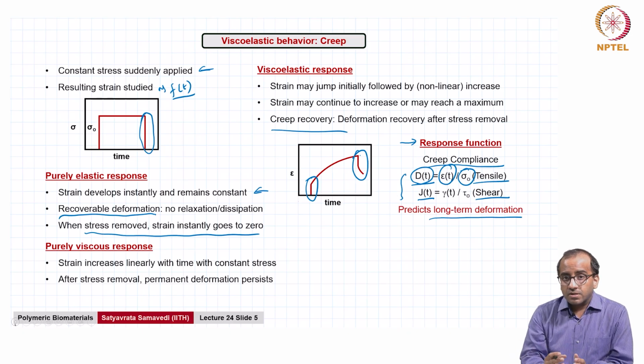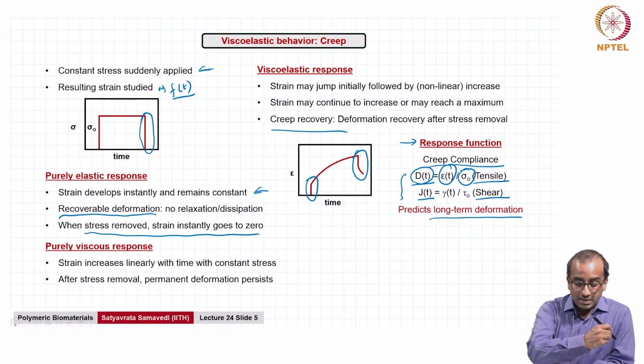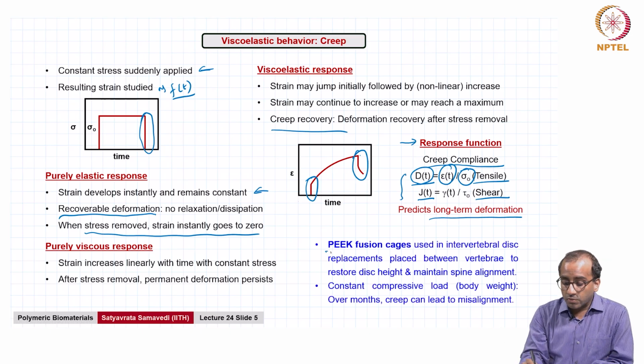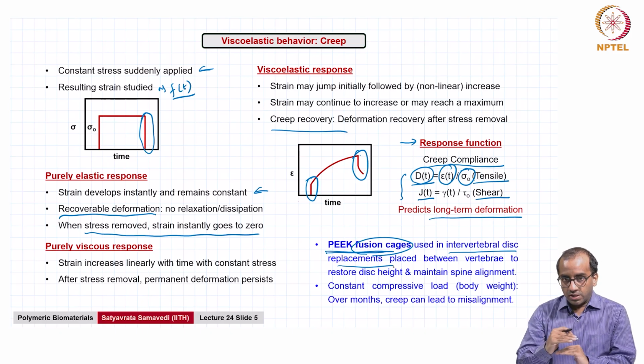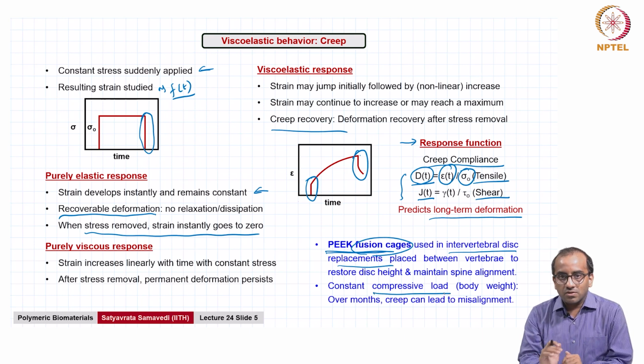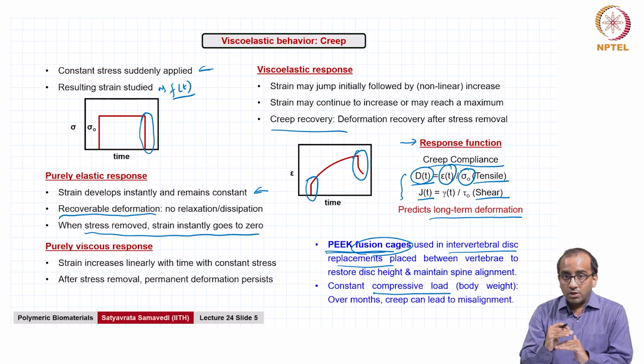And where this becomes important in biomedical applications is in an example where we are looking at PEEK. This is not a polymer we have looked at much in this course, polyether ether ketone. They are used as fusion cages in intervertebral disc replacements, essentially placed between vertebrae to restore disc height and maintain the spine alignment. And once you have placed it there, it is going to be under constant compressive load, not unlike the example we have seen on the slide, because of the body weight, and over time, over many months, creep can set in, leading to misalignment.